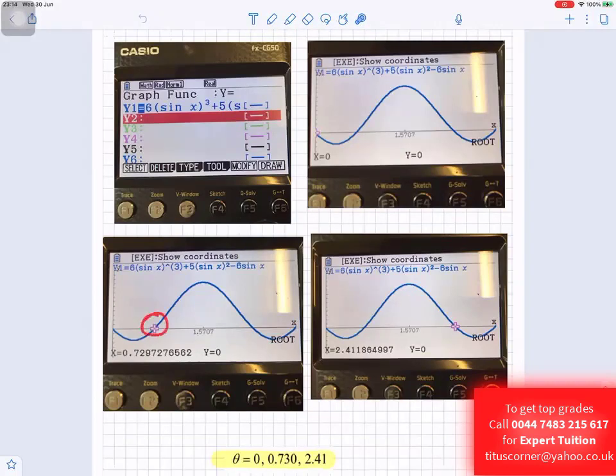So that's one of the answers, 0.729. And that will be another answer there, 2.41. The one with 0 is there, and the one with 2.41. That's another way you can check your answer using the calculator. But make sure you do the algebra because they want you to show and do it algebraically. This calculator is just to show you that your answers are correct.